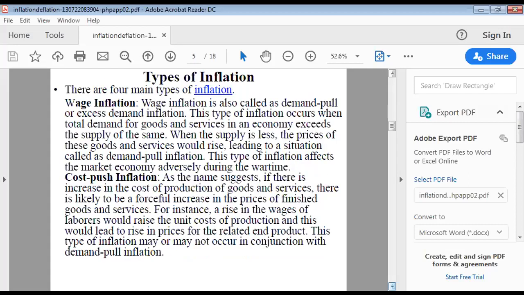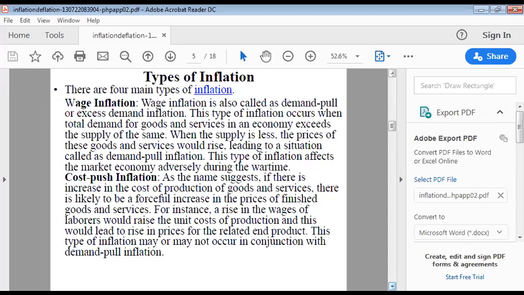Types of inflation. There are four main types of inflation. We have wage inflation, also called demand pull or excess demand inflation. This type of inflation occurs when the total demand for goods and services in an economy exceeds the supply of the same. When the supply is less, the prices of these goods and services would rise, leading to a situation called demand pull inflation. This type of inflation affects the market economy adversely during wartime.